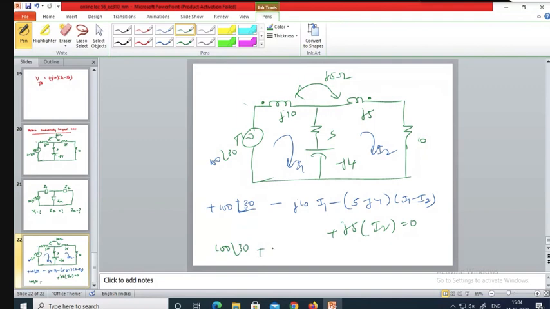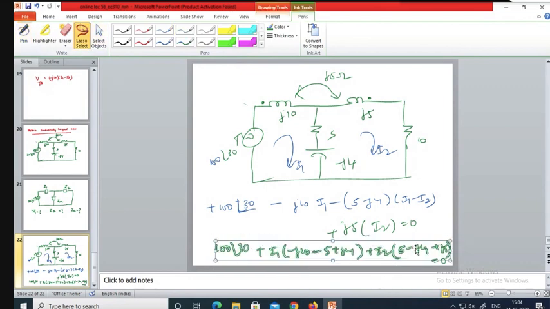Take common factor I1, minus J10 minus 5 plus J4, and take common factor I2, it is minus into minus plus 5 minus J4 plus J5, that is equal to 0. So let me carry forward this equation on to the next slide.